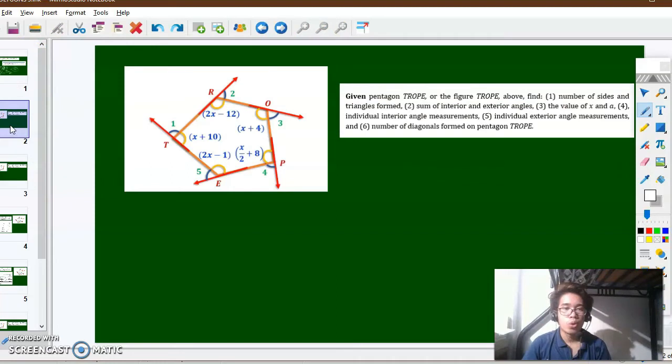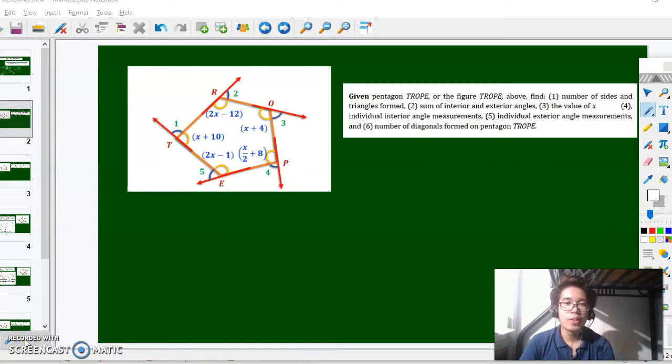Okay, so we have our first problem. Given pentagon trope on the figure above, or here on the left. Number 1, find the number of sides and the triangles formed. Number 2, the sum of the interior and exterior angles. Number 3, the value of x. Number 4, the individual interior angle measurements. Number 5, the individual exterior angle measurements. And number 6, the number of diagonals formed on pentagon trope.